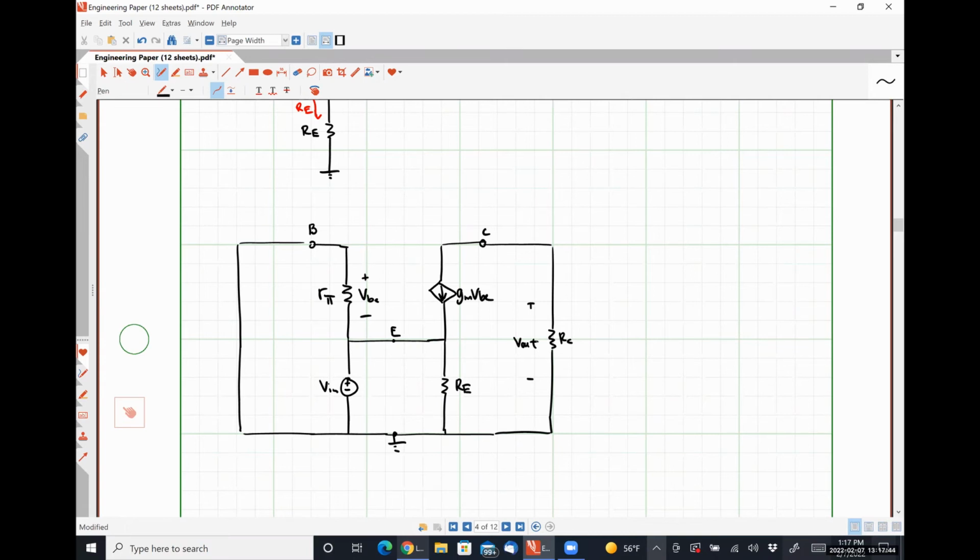Right, so our gain is still just positive GMRC. This degeneration resistor doesn't do anything to our voltage gain, right? So V out is negative GM VBE times RC. Vn is negative VBE. And from this, our voltage gain is positive GMRC. So this is a pretty huge result as compared to our common emitter relationship, right? For our common emitter amplifier, emitter degeneration caused a decrease in gain. For this guy, no change at all.